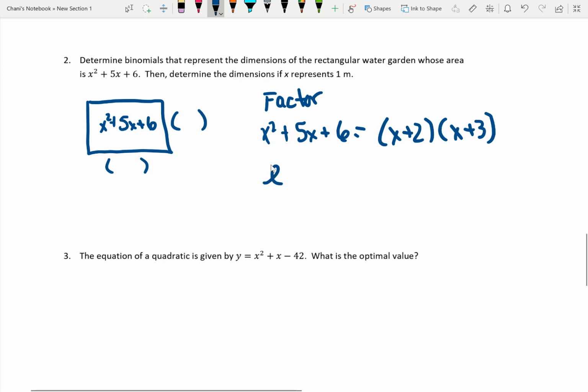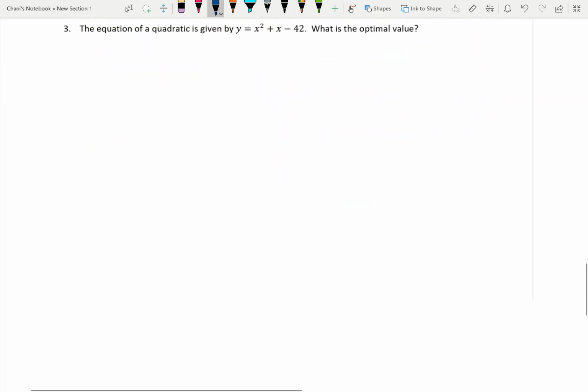So then you can choose one to be the length and one to be the width. It doesn't really matter. So if x is equal to 1, you would have 1 plus 2, which is 3, and then 1 plus 3, which is 4. So that would work. Okay, last example.